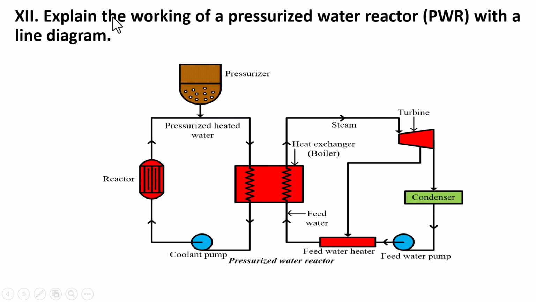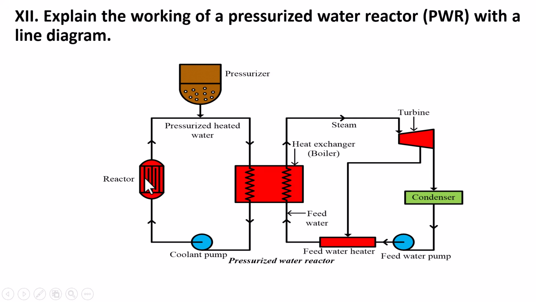Next question. Explain the working of a pressurized water reactor (PWR) with a line diagram or a neat sketch. In this case, you can see two loops are there. In the case of a boiling water reactor, only one loop is there. In this case, two loops are present. So see, this is a reactor.